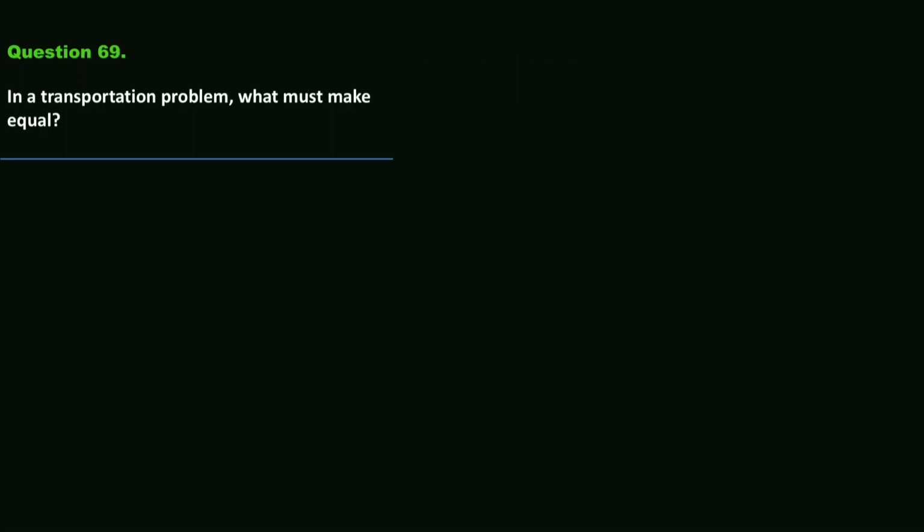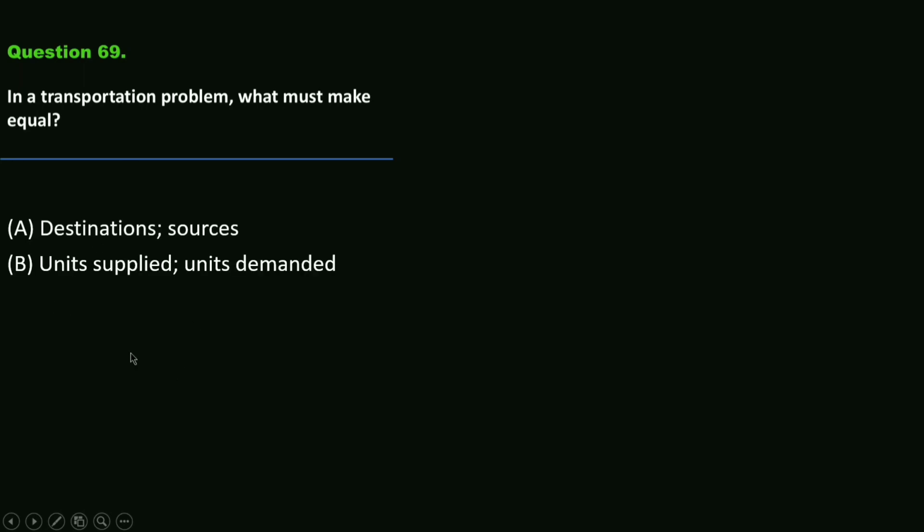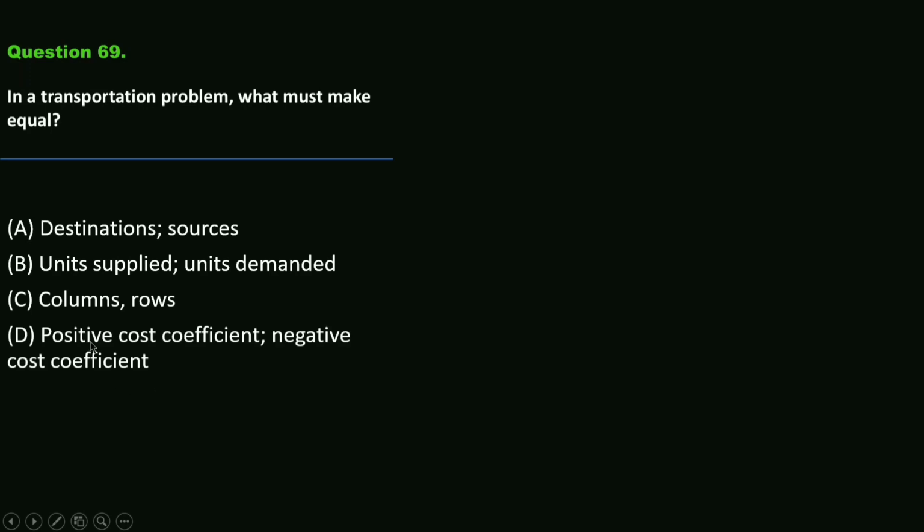Now come to question 69. The question says that in a transportation problem, what must we make equal? Destination and sources, unit supply and unit demand, columns and rows, positive cost coefficient and negative cost coefficient. Here option B is correct one. That means unit supply is equal to unit demand. If this is not equal, then we cannot solve the transportation problem.